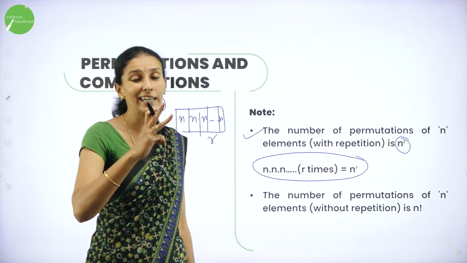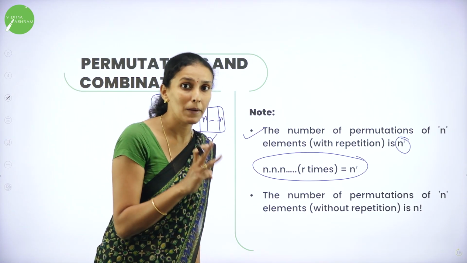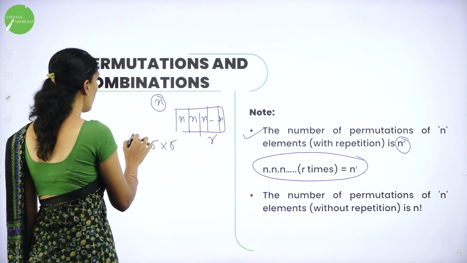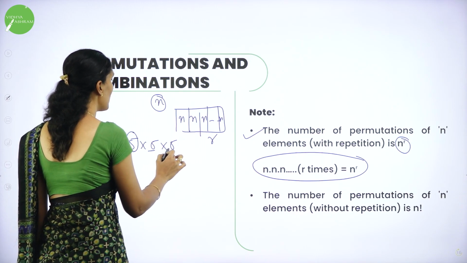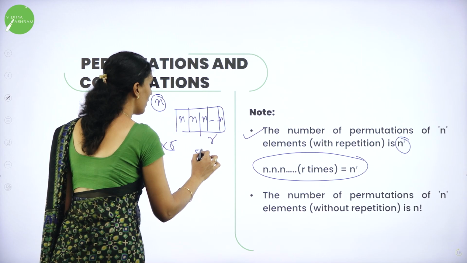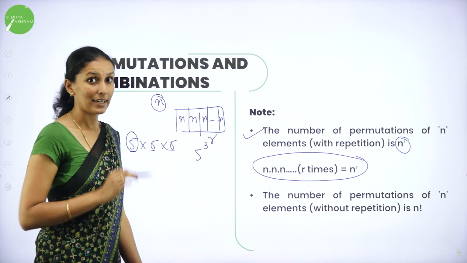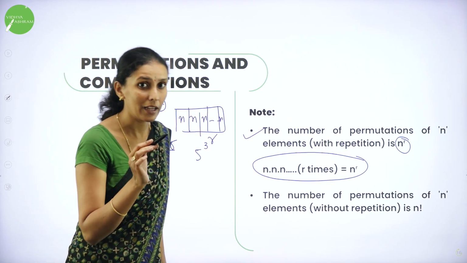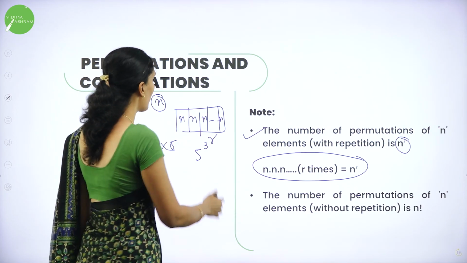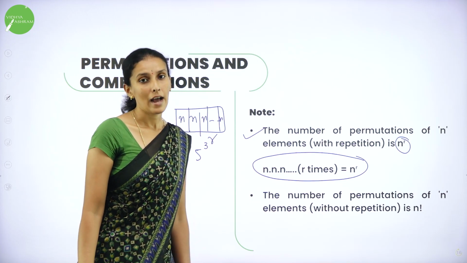We have to form a 3-digit number. That is, we have 3 places, 3 chances to fill with 5 numbers. So 5 numbers can be placed in 3 arrangements. Therefore, we can take 5 into 5 into 5, which is nothing but 5 cube. Similarly, if you have n elements and r number of places, you can write this as n power r.